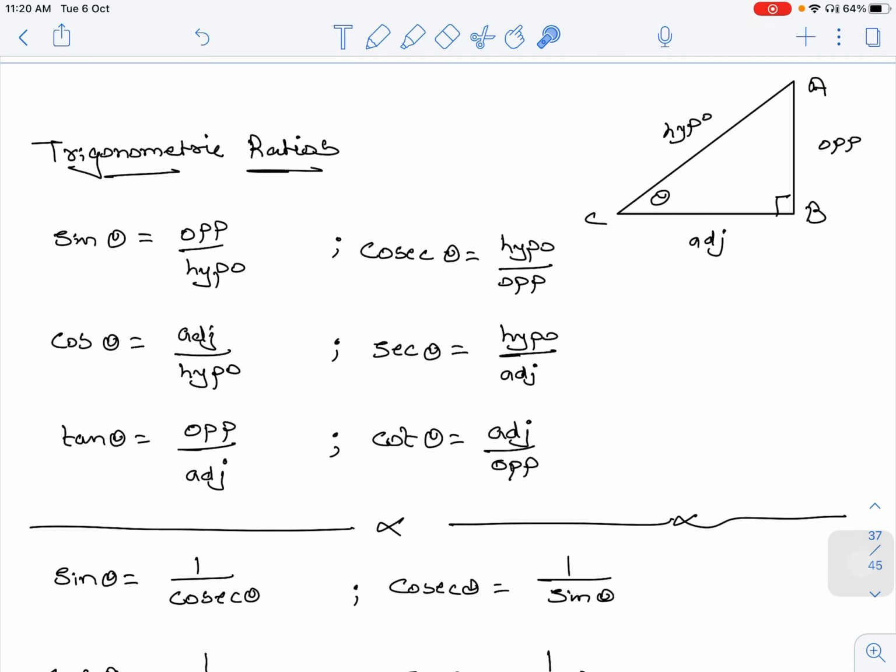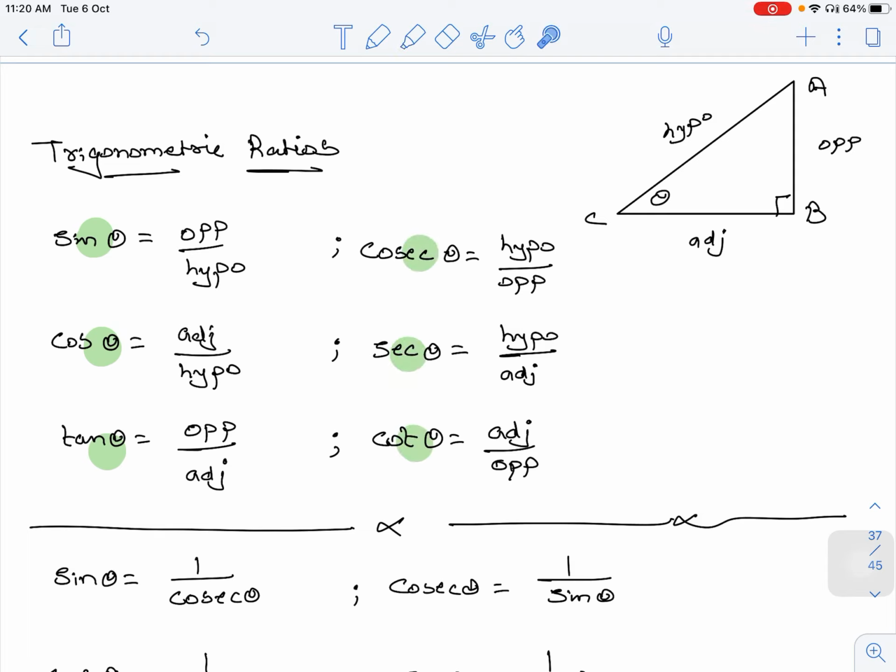Now for this angle C, if we consider the value of angle C as an angle theta, then for this theta, this side is the opposite side and this side is its adjacent side. Now for this triangle, we can write some trigonometric ratios, that are the six trigonometric ratios: sine, cos, tan, cot, sec and cosec.